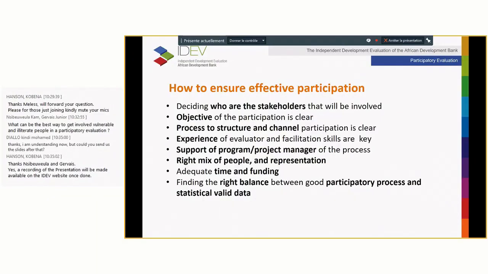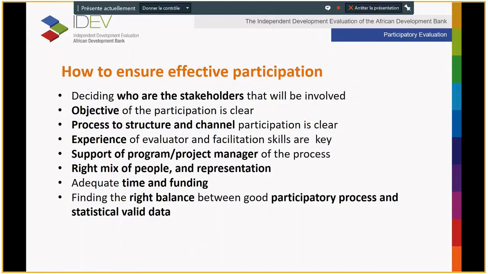The experience of the evaluator and facilitation skills are also key. This is a method that depends very much on people's skills, on how you engage with others, your capacity of empathy, and your capacity of listening. It's very important to listen more than communicating, and understanding your environment and your surroundings, and as Latefa said before, power dynamics, etc. Try to engage the buy-in of the program or project manager of the intervention that you are evaluating.